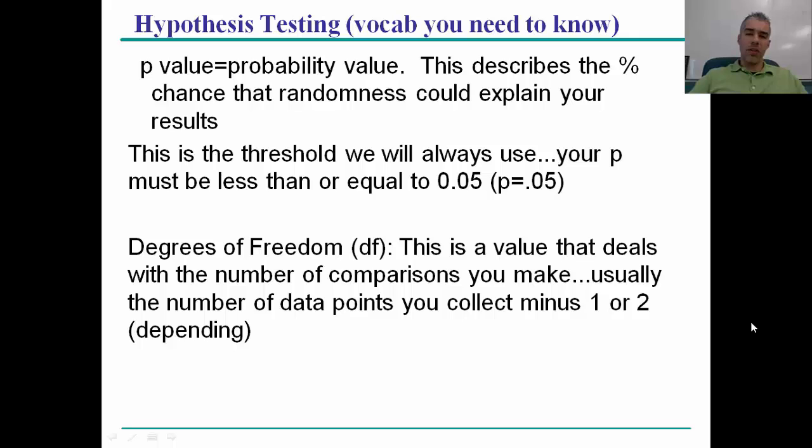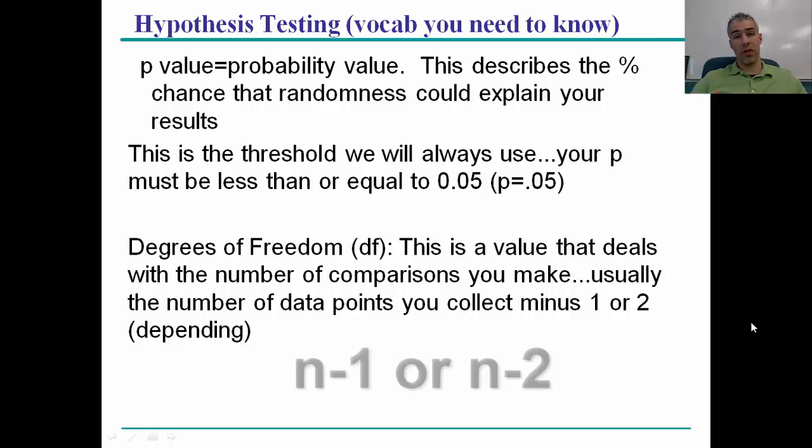Okay. There's this other concept you need to know called degrees of freedom, and I'm going to help you guys out with this throughout the year because it changes depending on the test. This is a value that deals with the number of comparisons that you are making. It's usually the number of data points that you collect minus 1 or 2, depending on what you're doing. But we'll talk about that more in class as I go through some of these different statistics.